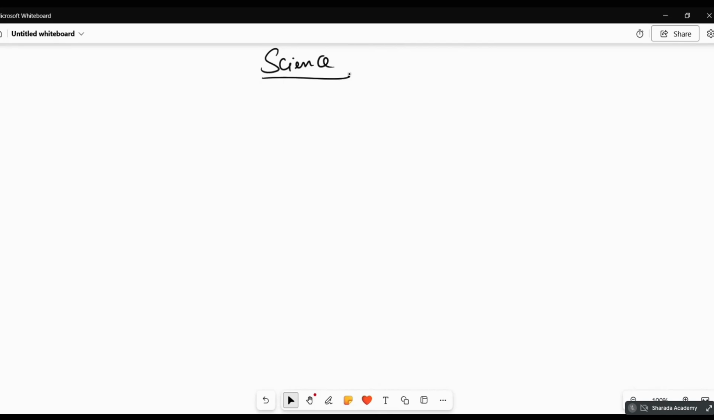What is the equation? Tell me once, anyone, the equation for this process? 2NaCl plus H2O gives 2NaOH plus Cl2 plus H2, when current is passed through. NaCl plus H2O, we call it brine. When current is passed through that, then what do we get? NaOH plus chlorine gas plus hydrogen gas.